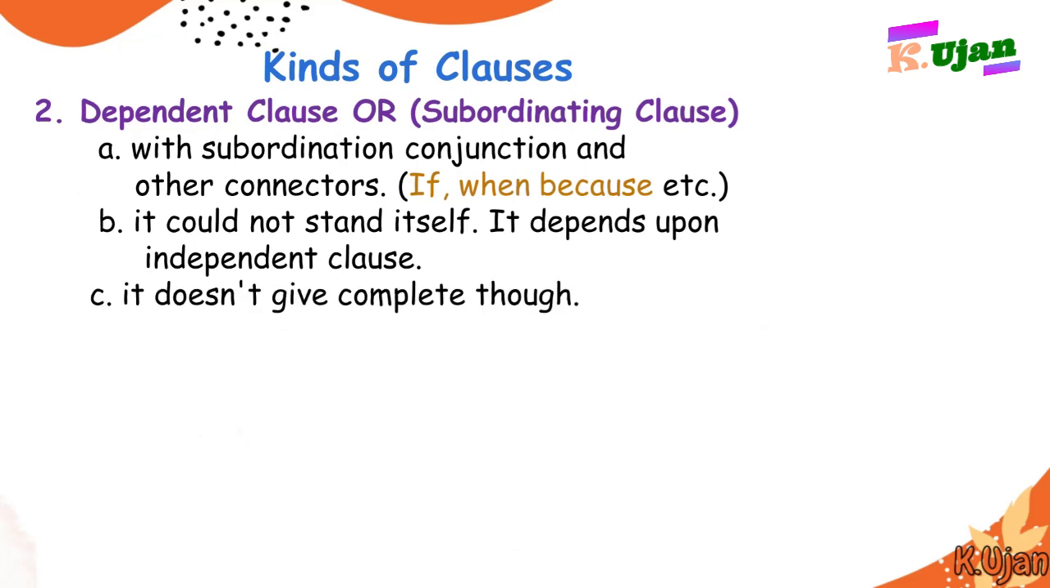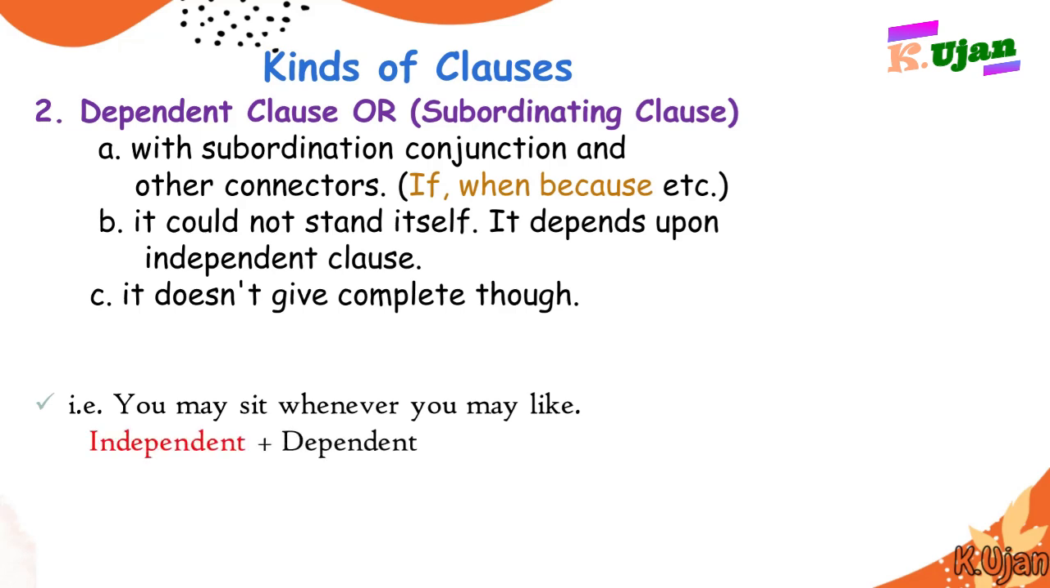As we already have talked about, an independent clause gives a complete thought. So here is an example: You may say it whenever you may like. You may say it is an independent clause because it is without any conjunction, and whenever you may like is a dependent clause. Whenever is a subordinating conjunction, and whenever you may like is a dependent clause, which is along with a subordinating conjunction.